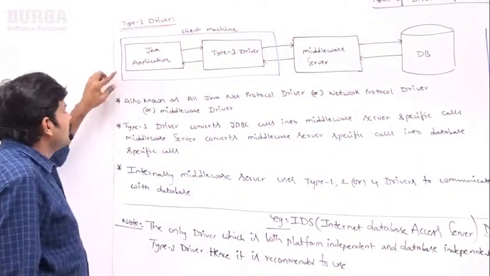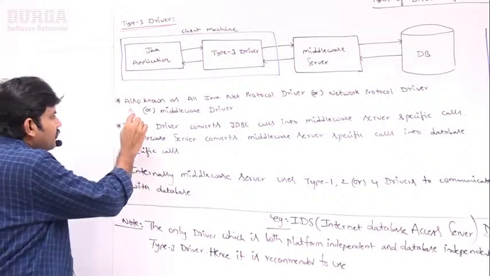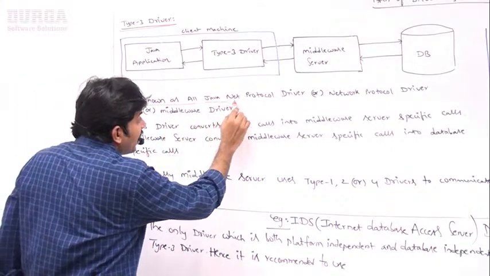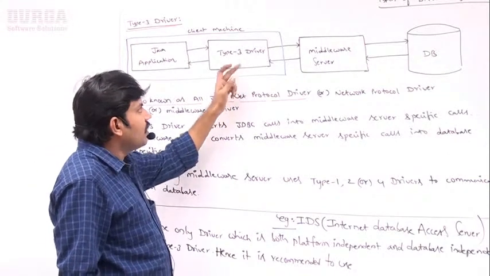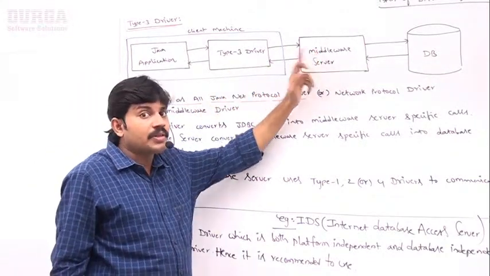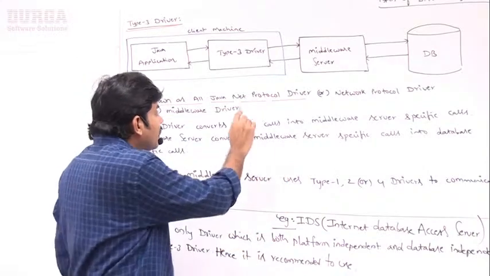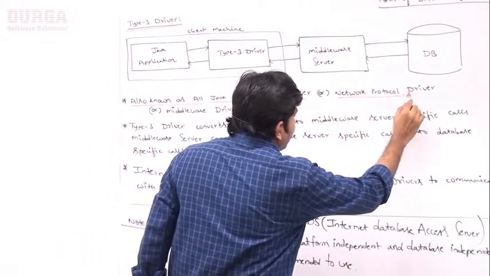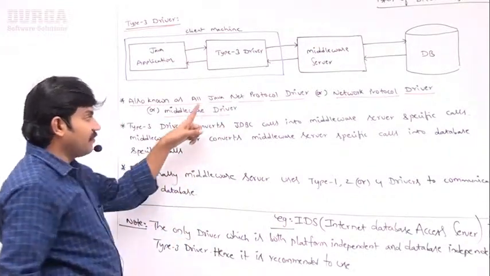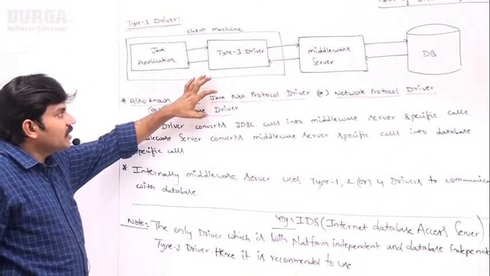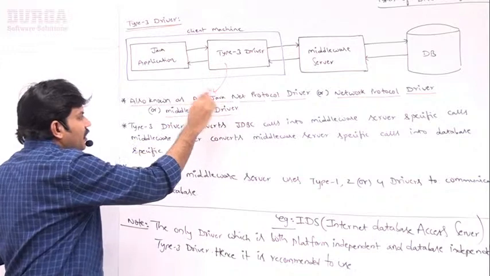Just observe that. Sir, this driver also known as Java Net Protocol driver. Are you getting? Via network, type 3 driver can communicate with the middleware server. That's why Net Protocol driver or Network Protocol driver or simply middleware driver. Okay, these are various other words for type 3 driver, right?